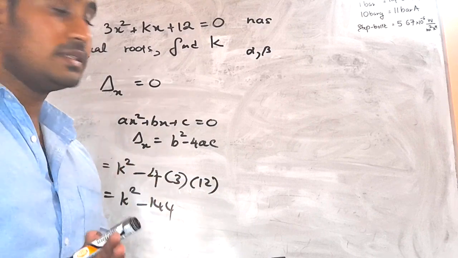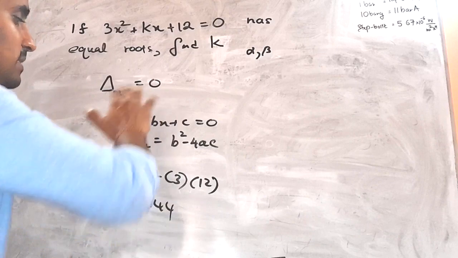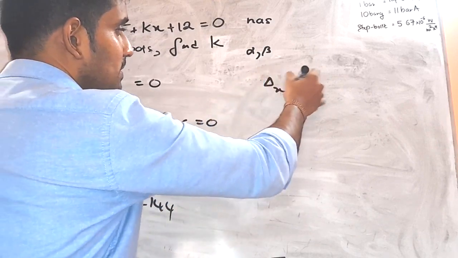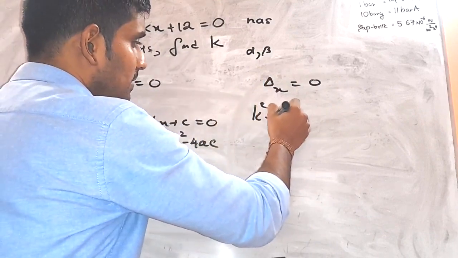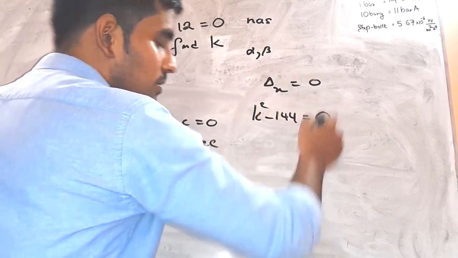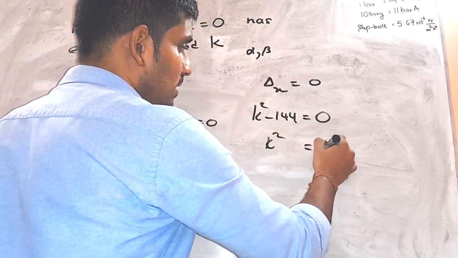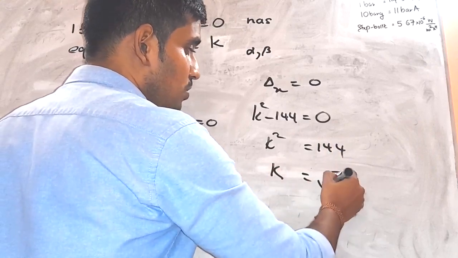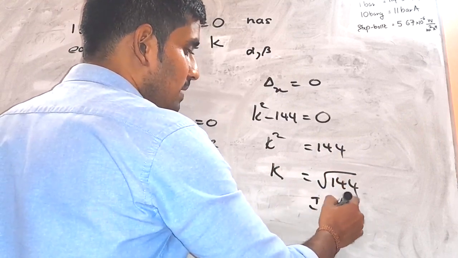Now what is the condition in order to have equal roots? The discriminant delta must be 0. So k squared minus 144 should be 0. Then k squared equals 144, so k must be the square root of 144, where the answer will be plus or minus 12.